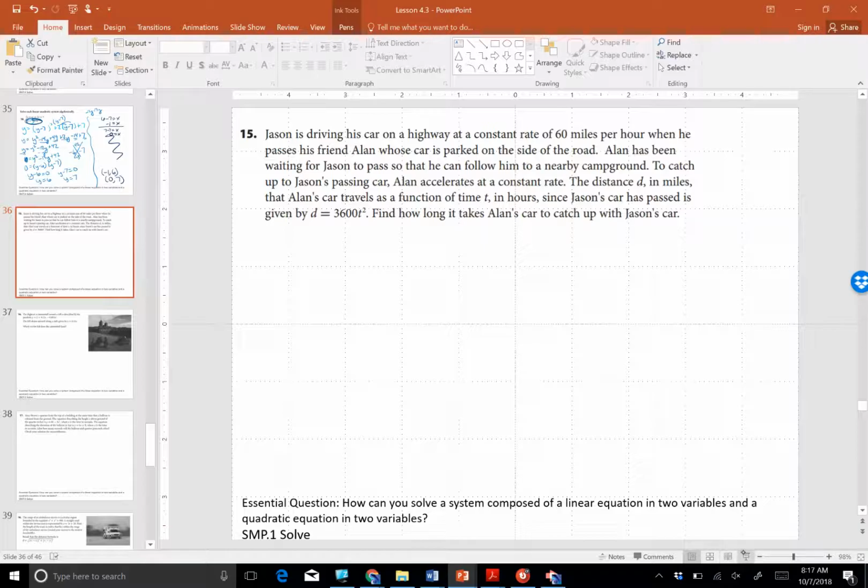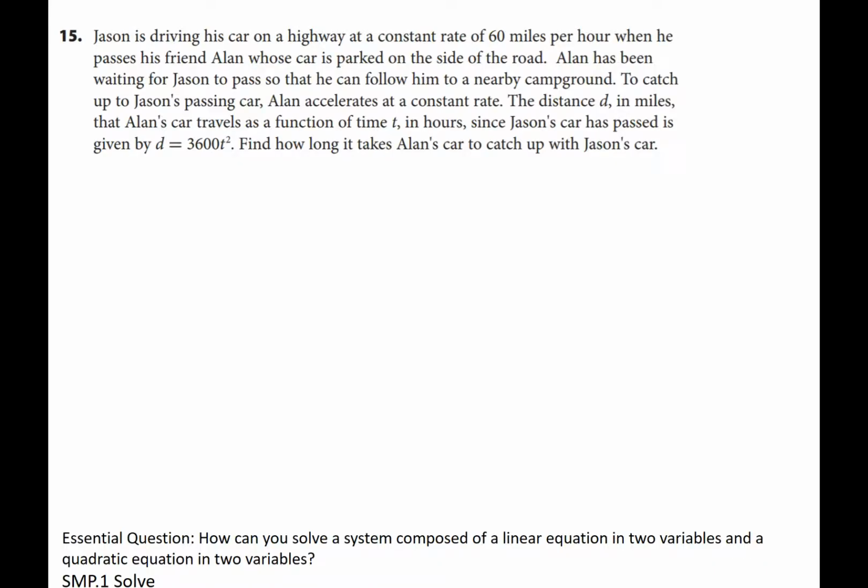Okay, so we're going to do the second half of lesson 4-3's homework, and this is problems number 15, 16, and 17 on page 199. So Jason is driving his car on a highway at a constant rate of 60 miles per hour when he passes his friend Alan, whose car is parked on the side of the road. So actually you're getting your first equation from here.